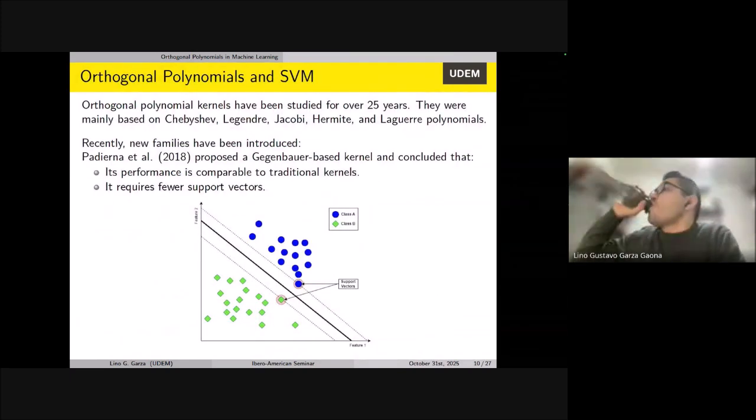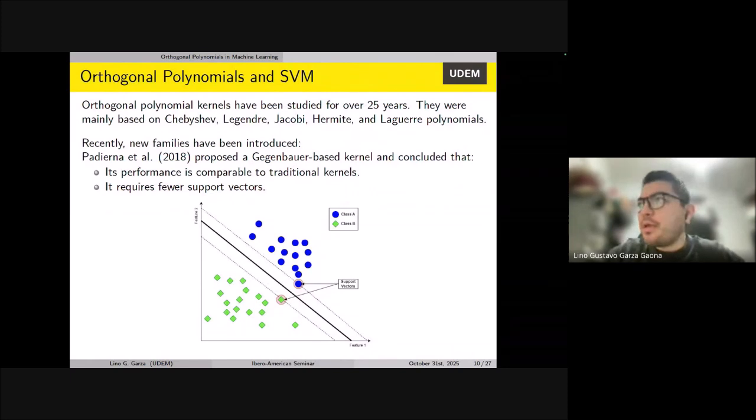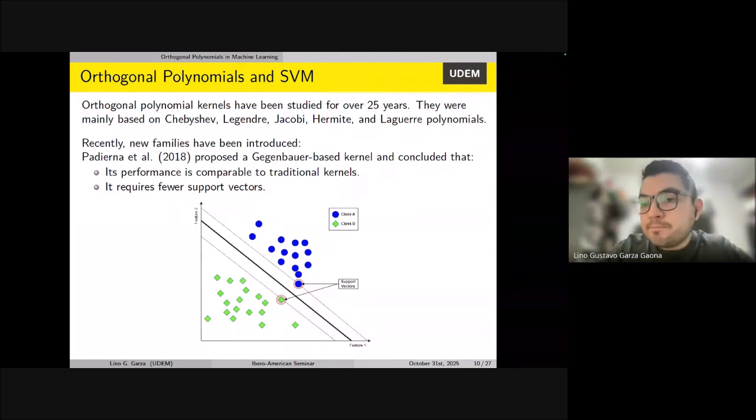Now, this is a problem that has been studied for many years. Like I said, they use some specific families of orthogonal polynomials, like the most known in the engineering world, let's say Chebyshev, Legendre, Jacobi, Hermite, Laguerre. But recently, in 2018, Luis Padierna proposed this Bauer-based kernel, and it obtained some very good results.